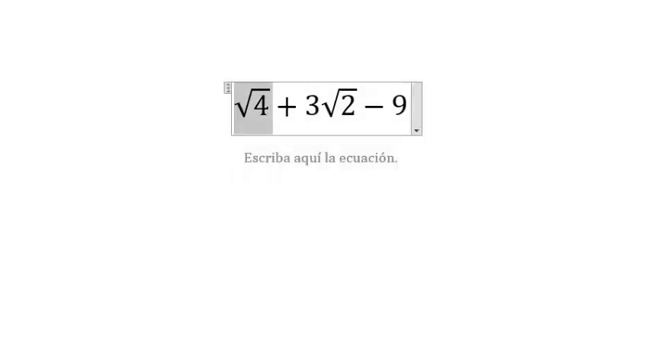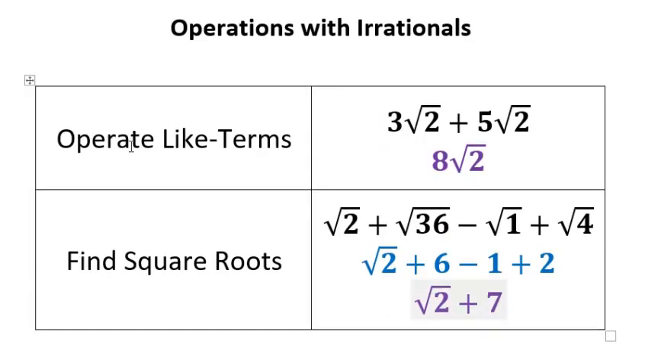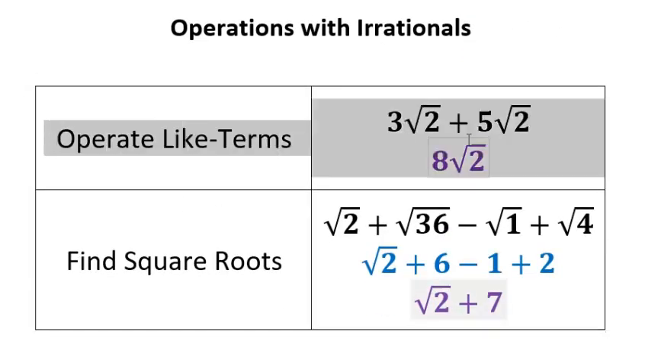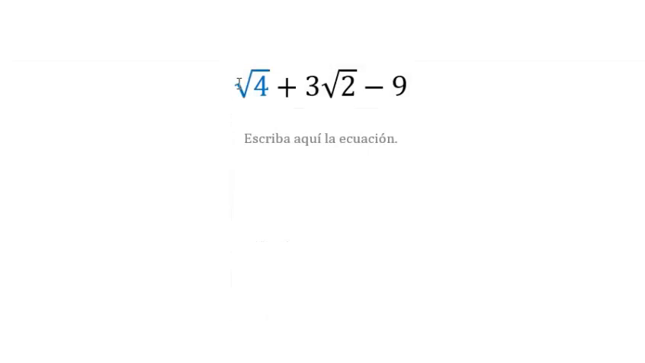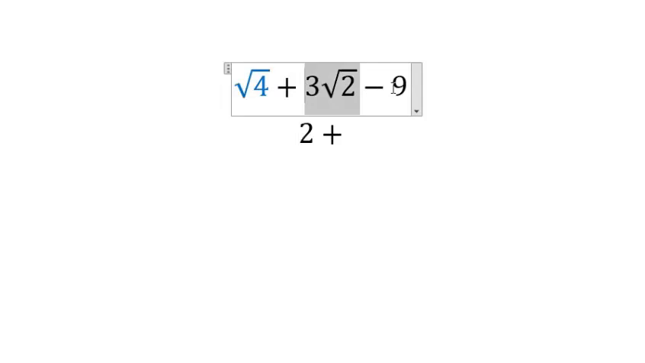Do you notice this square root of 4? Remember that I told you at the beginning that it's not only that you're going to operate like terms, but also sometimes you need to find square roots. Like square root of 4. Square root of 4 is number 2. So instead of square root of 4, you're going to put number 2. Okay? And you're going to copy the rest.